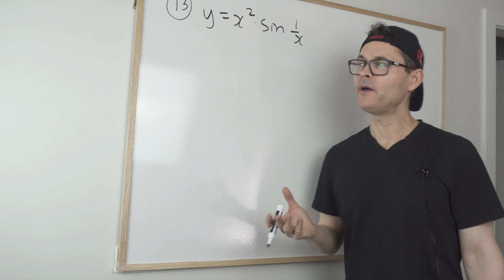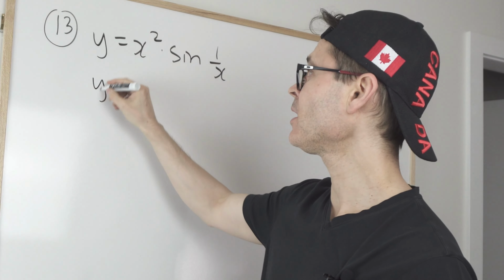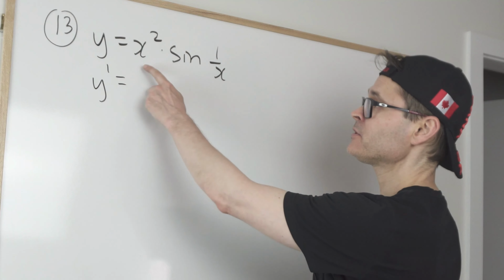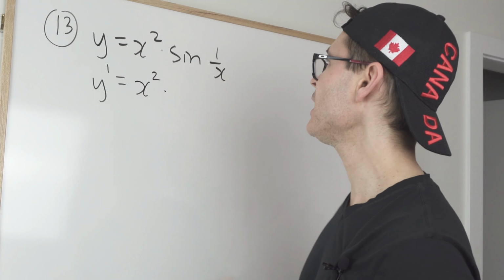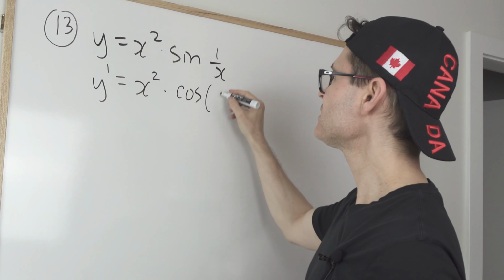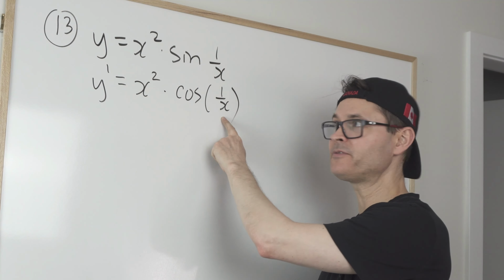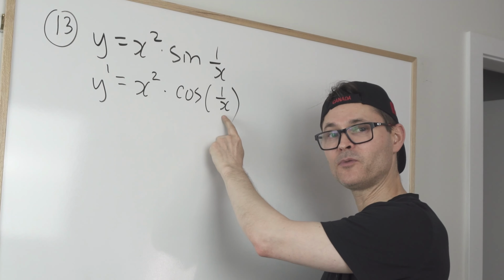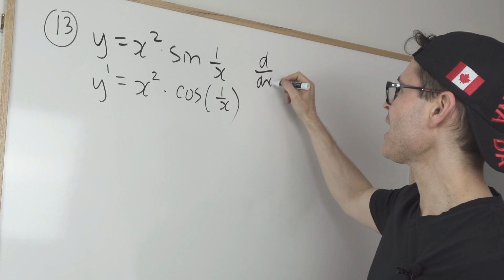All right, we got another one that involves the chain rule with the trig and product rule. So y prime here is going to be the first times the derivative of the second. So x squared times the derivative of sine is cosine at the input, 1 over x. But then this here is the inside function, so I have to take the derivative of 1 over x. Well, what's the derivative of 1 over x?